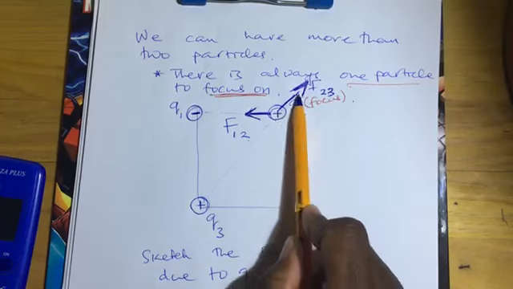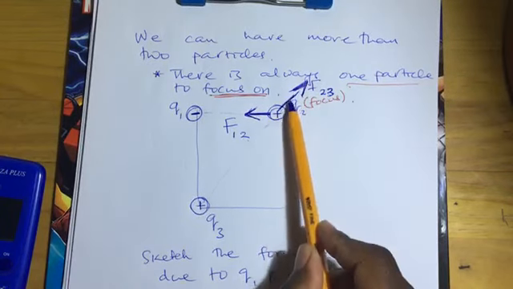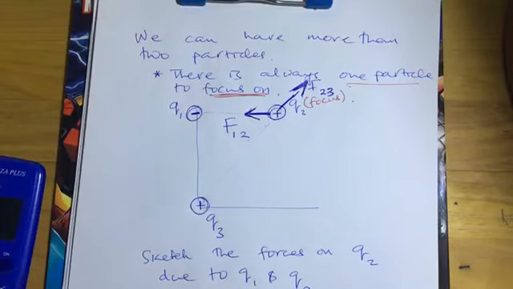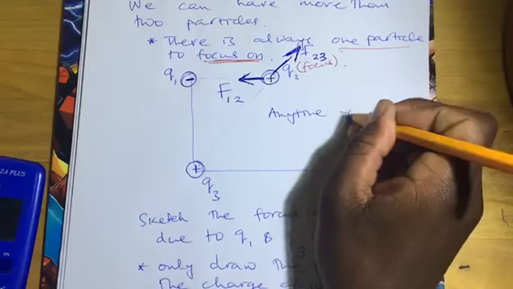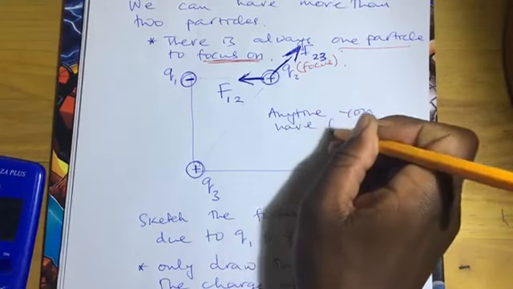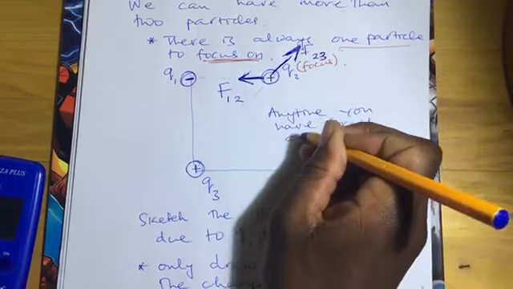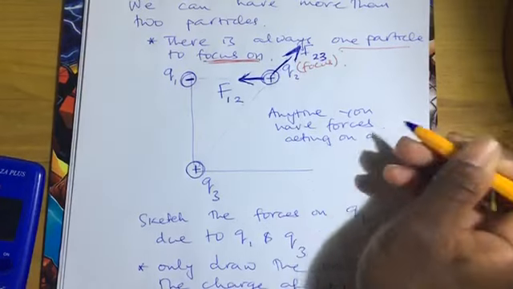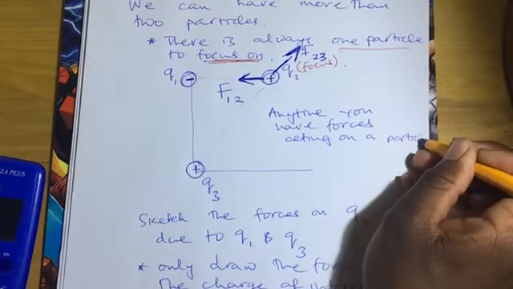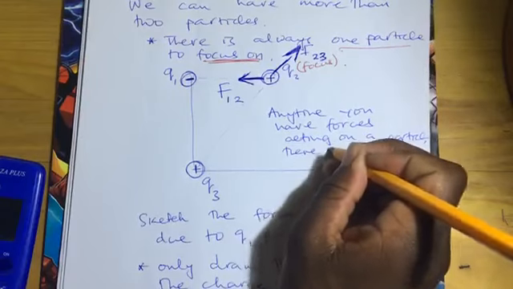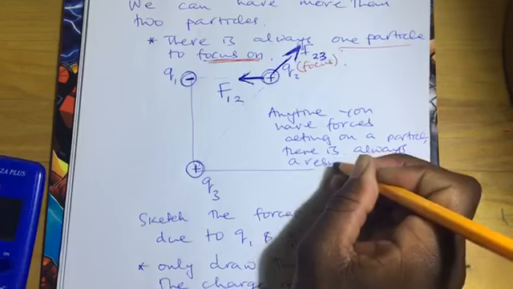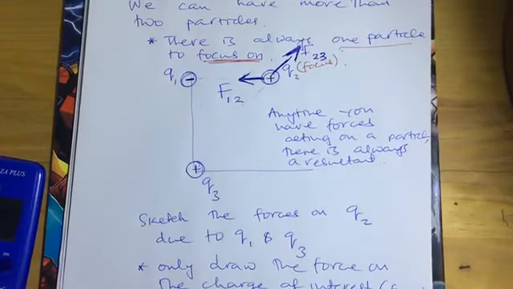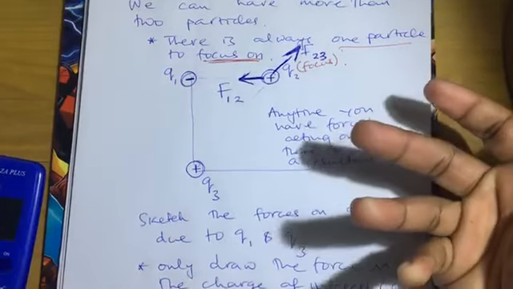And anytime you have more than one force acting on the same particle, there's always a resultant. Let me write that point. Anytime you have forces acting on a particle, there is always a resultant. Now, in rare instances, the resultant could actually be 0, depending on what other information they've given you.